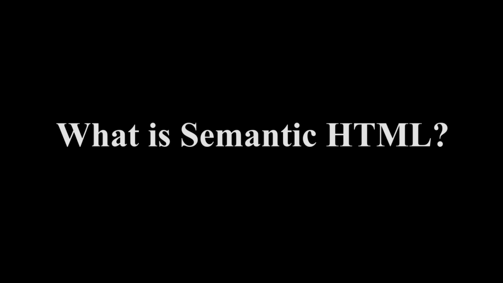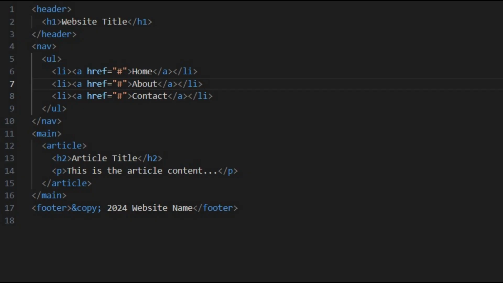What is semantic HTML? Semantic HTML is like using words that tell us exactly what each part of a website is for. Instead of just using generic tags like div or span, semantic HTML uses tags that describe the content they contain. Semantic HTML makes it more accessible to both users and search engines. Examples of semantic elements include header, nav, main, article, section, aside, and footer.